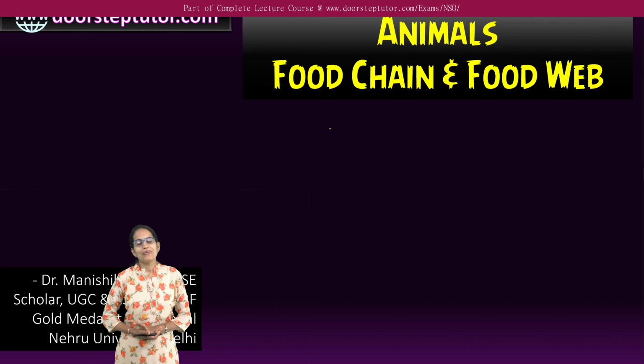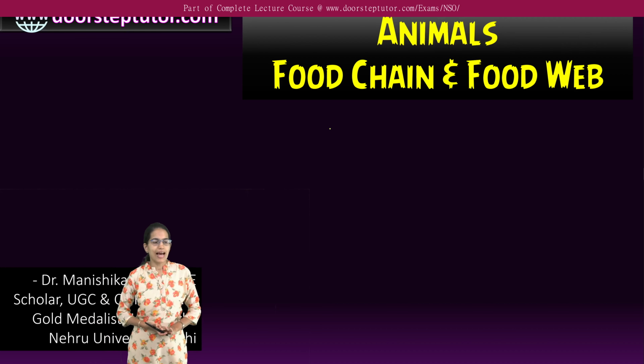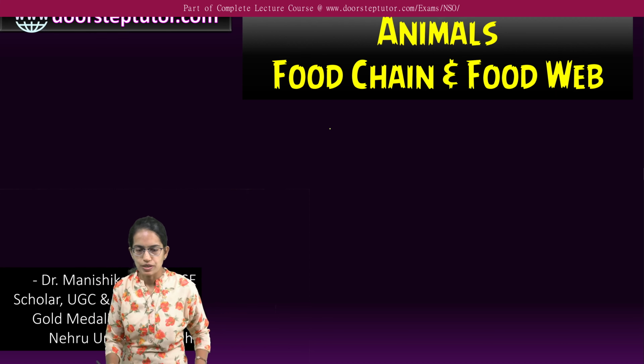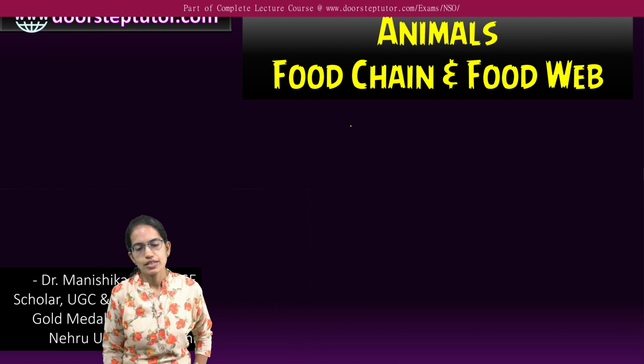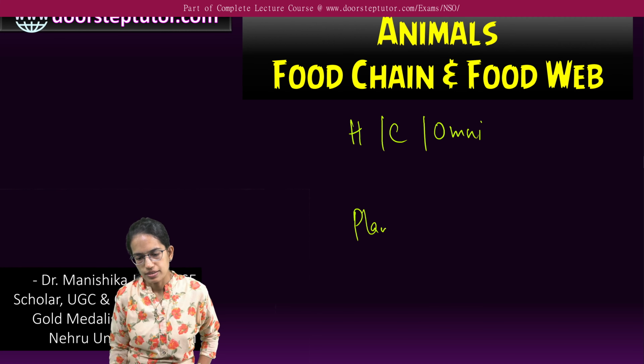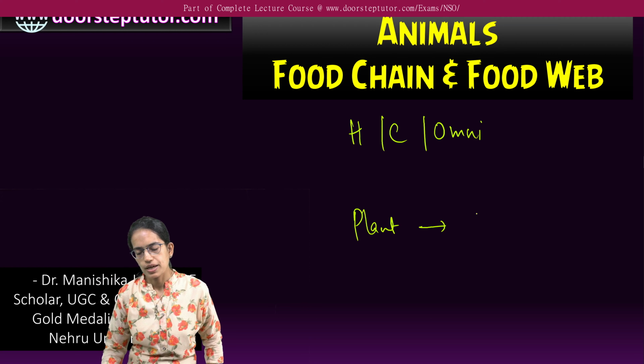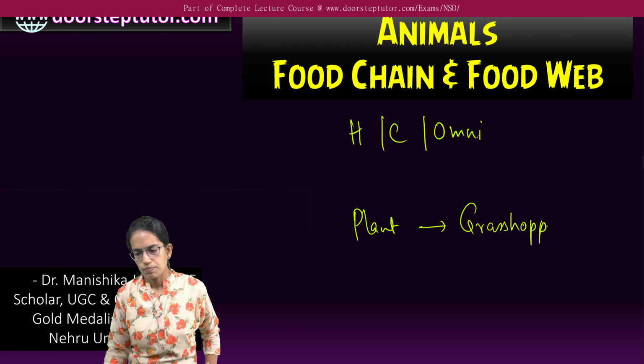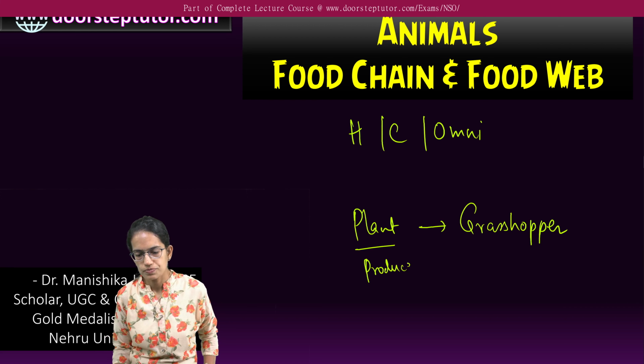Let's talk about another interesting topic, and that is food chain and food web. In the previous class, we have understood how herbivores, carnivores, and omnivores act. Let's say this is a plant. Now, this plant is eaten by an organism, let's say grasshopper. So, plant is what? Plant is the producer.